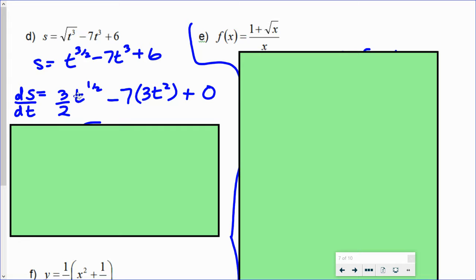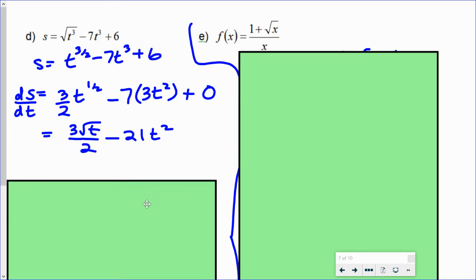I'm going to drop the 3/2, keep the t, and reduce the exponent by 1. Factor out the 7, drop the 3, keep the t, and reduce the exponent by 1. And the derivative of a constant is always 0. Tidying it up, it looks like this.